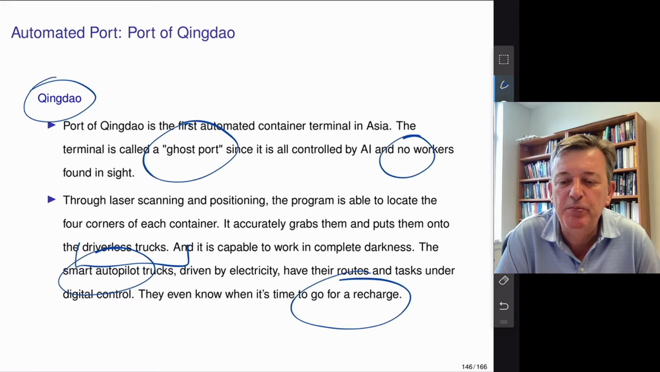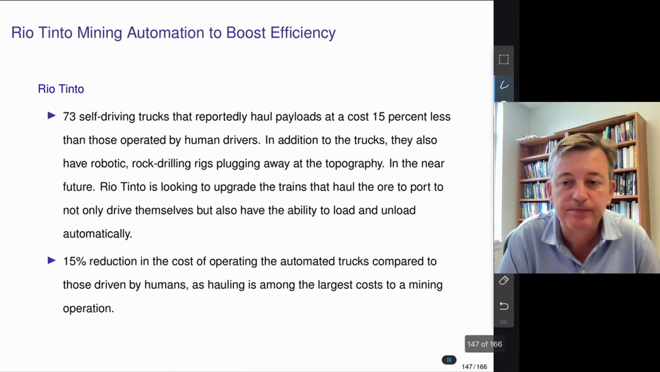So if a huge big port can be automated, just imagine what can be done for most things. So AI really has been implemented on a grand scale.